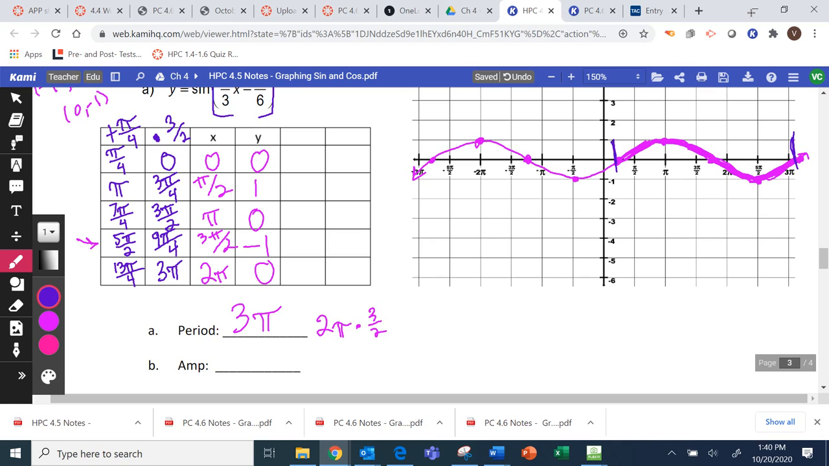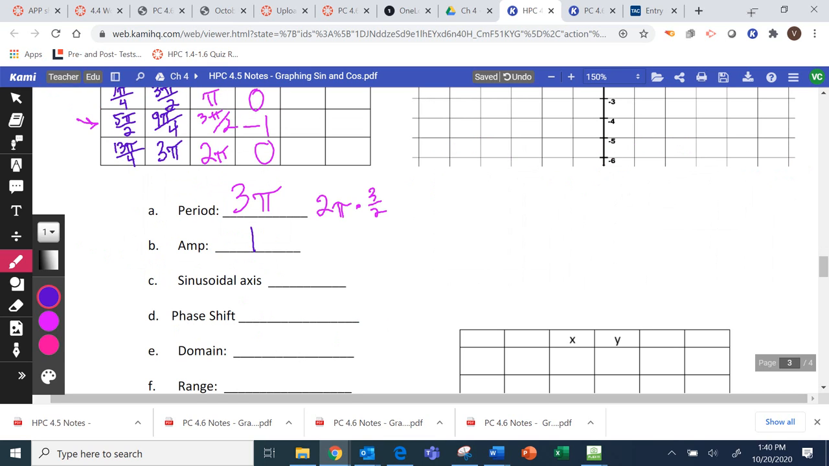Amplitude, did we have a vertical stretch or shrink? So the amplitude is 1. It is not 0. It's how far above and below the midline it goes. Sinusoidal axis. That is the midline. And for this one, it did not change. We did not have a vertical translation, so it's y equals 0. If it doesn't change, it's y equals 0.